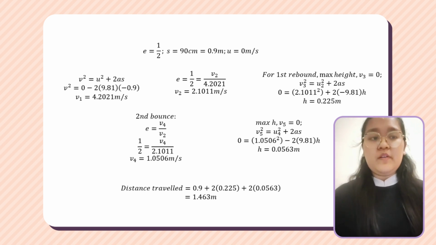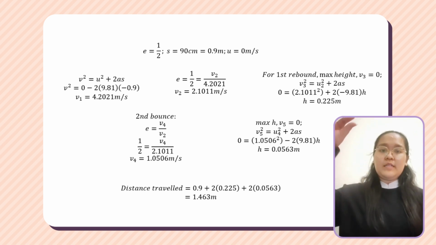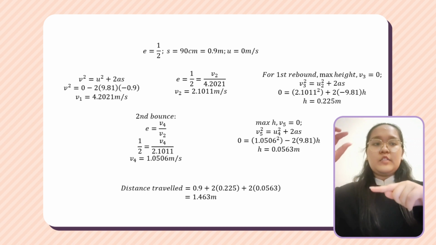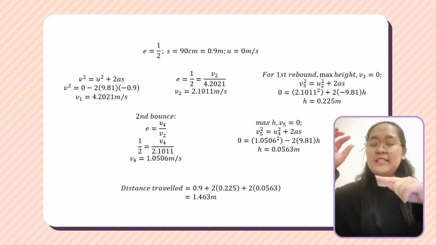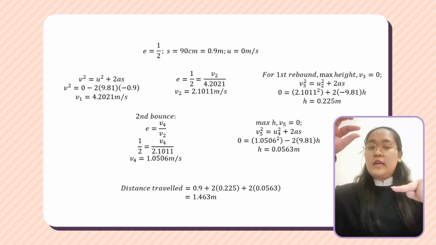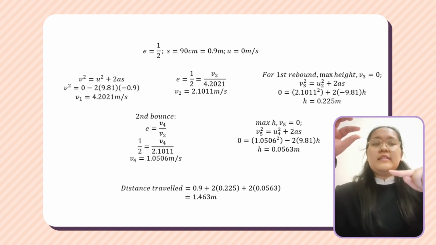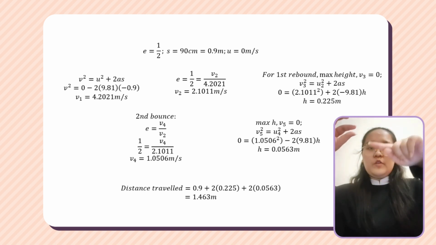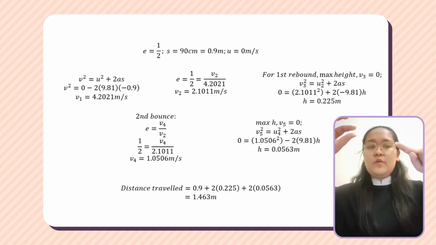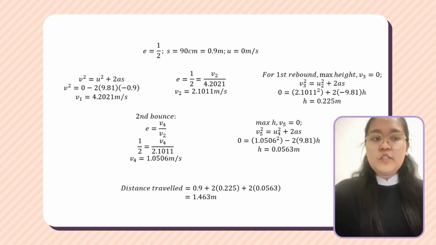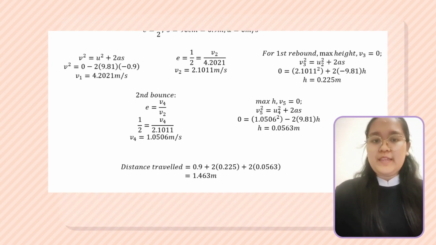Lastly, it wants our distance traveled. So our distance traveled equals to 0.9, which is from the rest, from the start. The rest, it drops, the height is 0.9. And then plus 2 times 0.225. Why is it times 2? Because it drops 0.9, and then up 0.225, going down again 0.225, which is times 2. And then plus 2 times 0.0563. After it's 0.9, 0.225, 0.225, it's going up again 0.0563 and going down again 0.0563. So the total of this distance traveled is 1.463 meter.